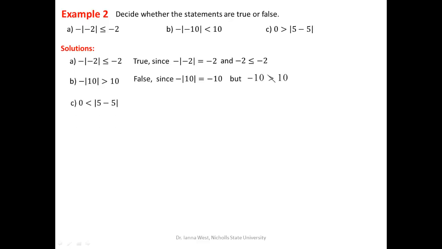For our last one, we want to determine if 0 is less than the absolute value of 5 minus 5. This statement is also false, since the absolute value of 5 minus 5 is the absolute value of 0, which is equal to 0. But 0 is not less than 0. 0 is equal to 0, but it is not less than 0.